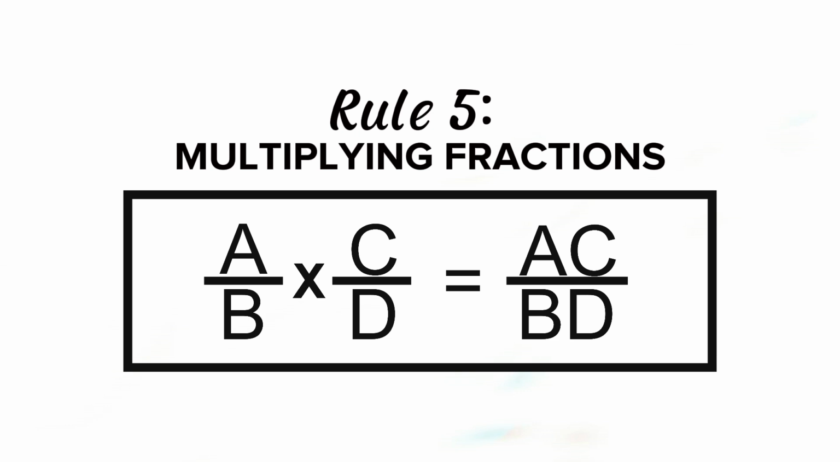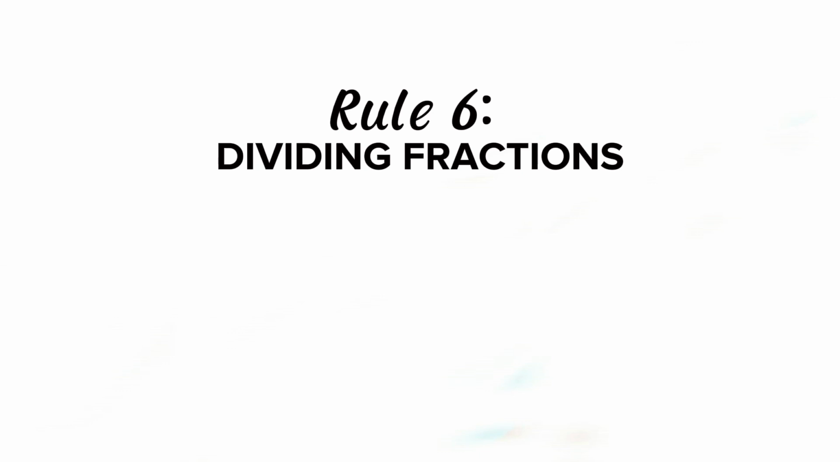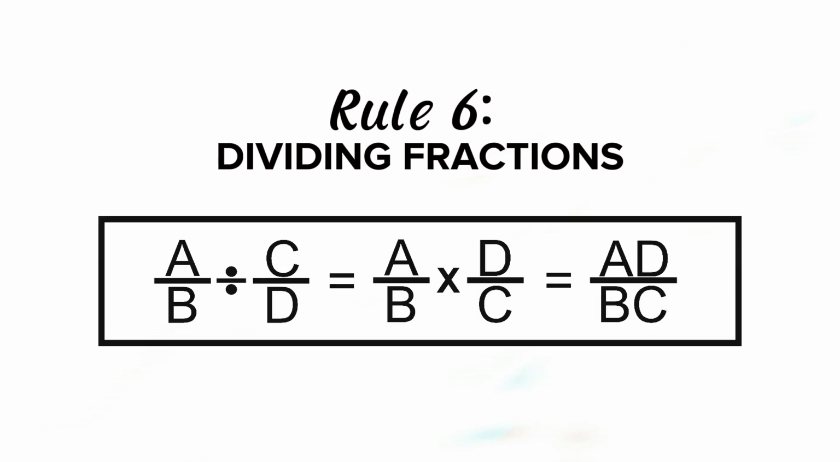Now for the last rule. Dividing fractions. To divide fractions, multiply the first by the reciprocal of the second. For example, A over B divided by C over D, obtaining the reciprocal will give A over B times D over C, which equals AD over BC.